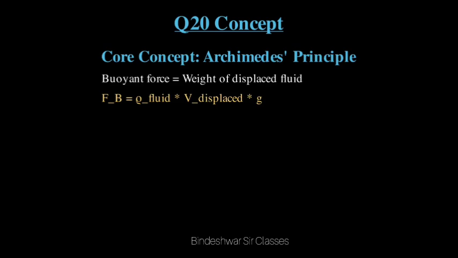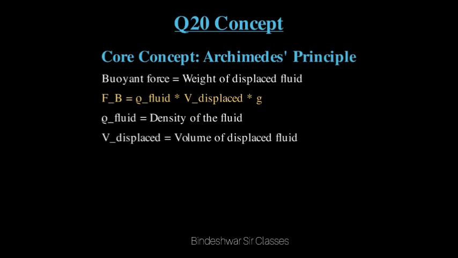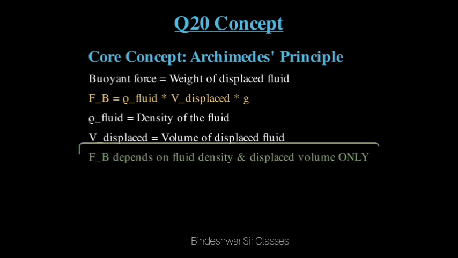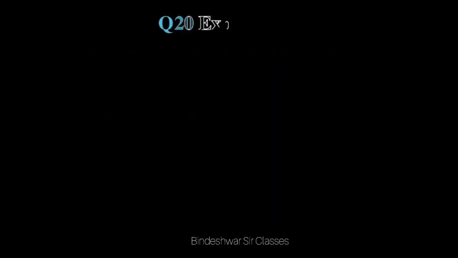Here F_B is the buoyant force, rho_fluid is the density of the fluid, not the object, V_displaced is the volume of the fluid that the object pushes aside, and g is the acceleration due to gravity. The key thing to notice here is that the buoyant force depends on the fluid's density and the displaced volume, not the object's density, mass, or weight. Now let's apply this concept to our question.